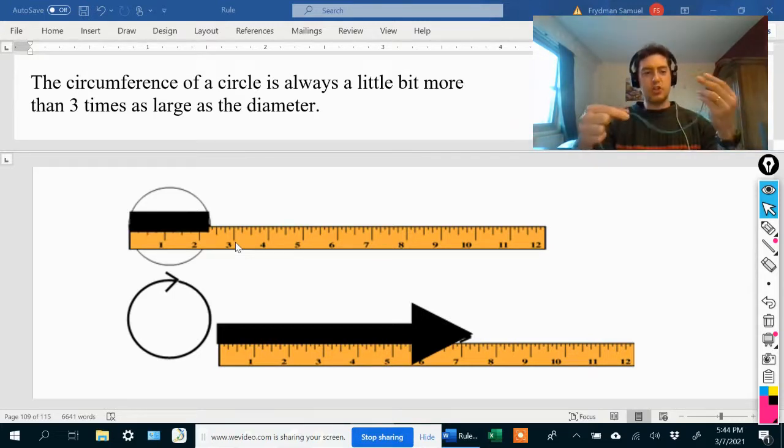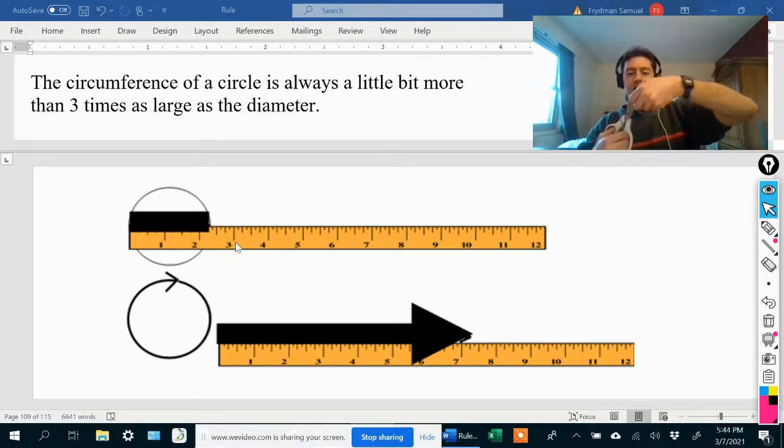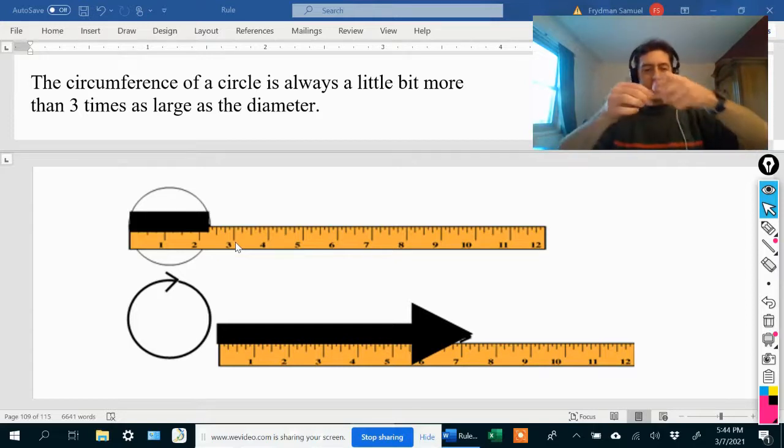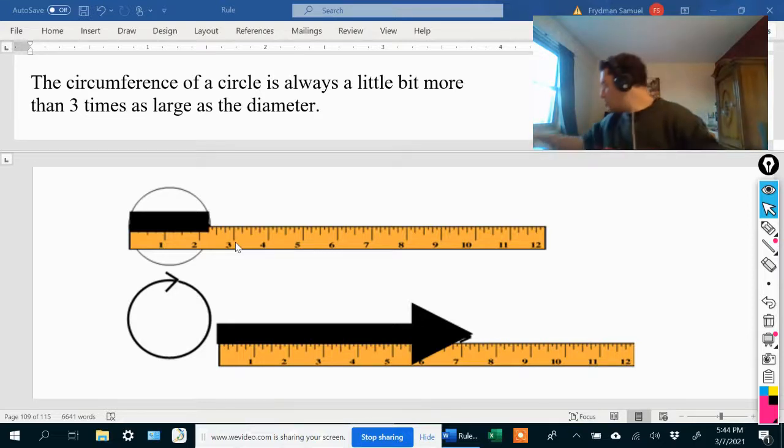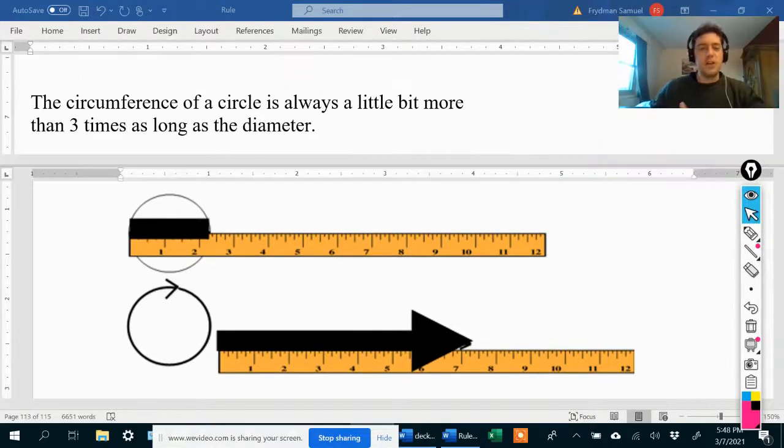We could just take some string and wrap it around the circle, and then cut it like that, and then we could just stretch out that piece of string to see how long the circumference is. So we could use that little trick to measure the circumference of the circle and then stretch the string out on the ruler. All right, and then we could just compare how many times longer the circumference is than the diameter. Actually, I think longer is a better word than what I had before, so I switched the word large over here to long. But anyway, let's take a look at this example.